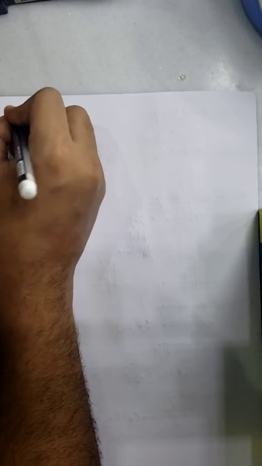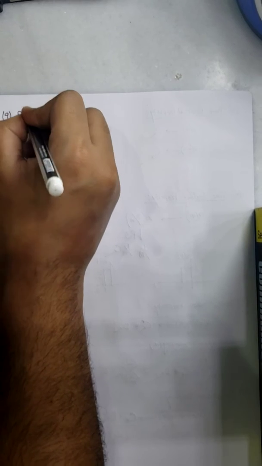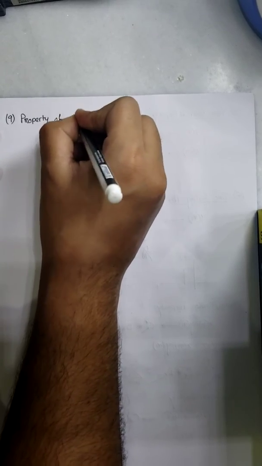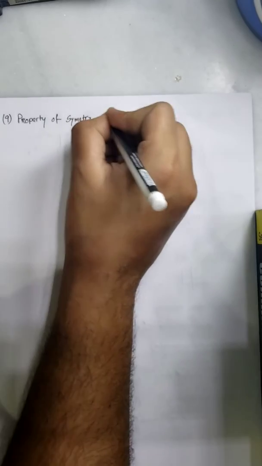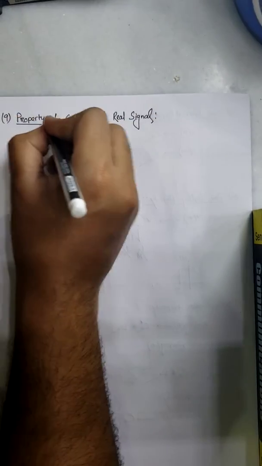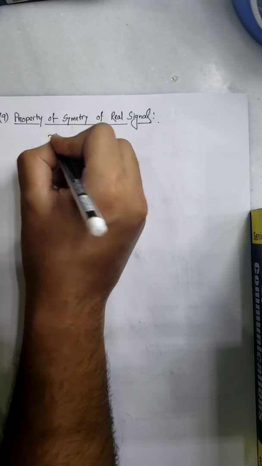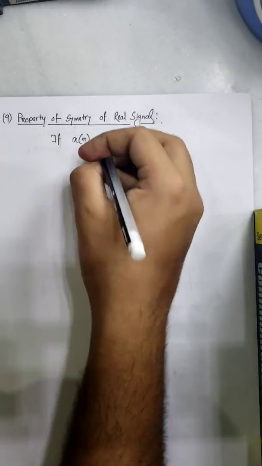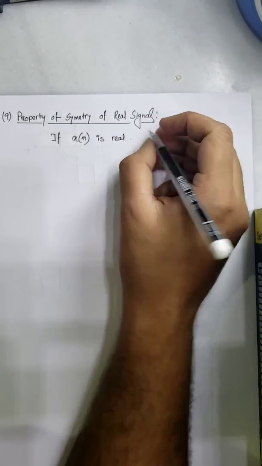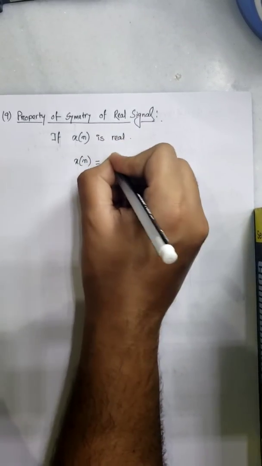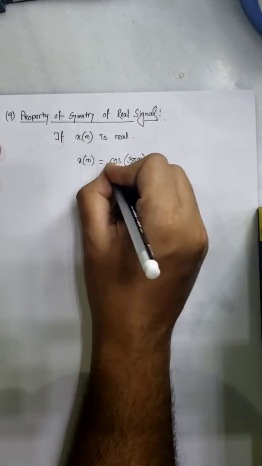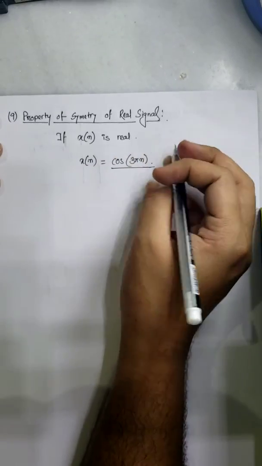The ninth property in our case is the property of symmetry of a real signal. Now if x of n is the real signal, and what do I mean by real signal? Say x of n can be a signal which is equal to, say for instance, cos of thrice pi n. This is a real signal. And what if the signal is imaginary?